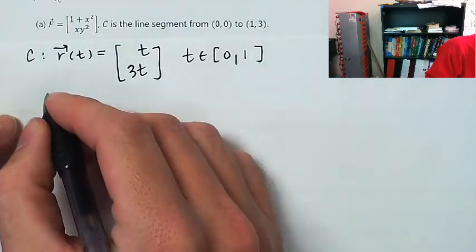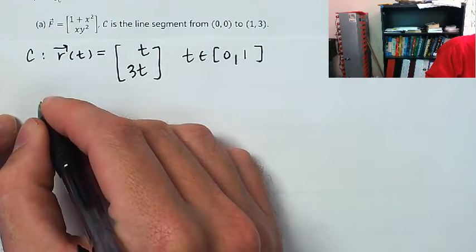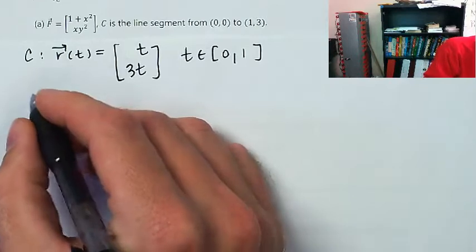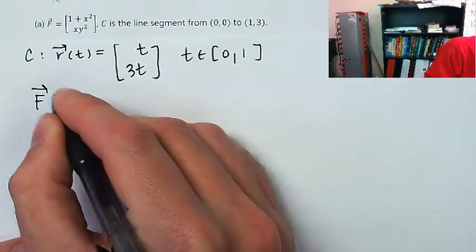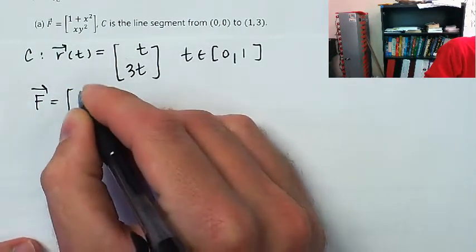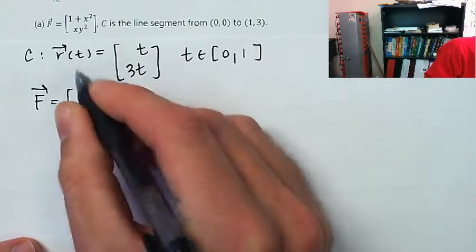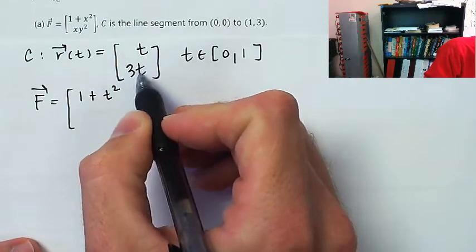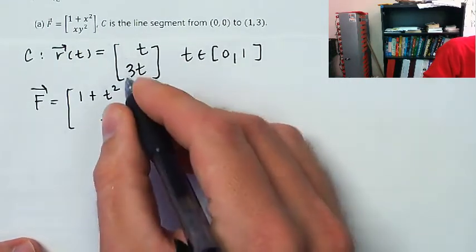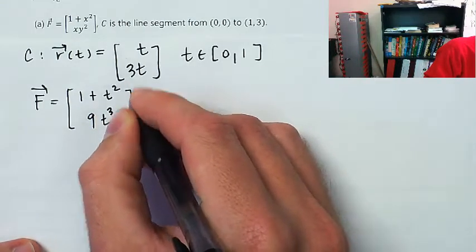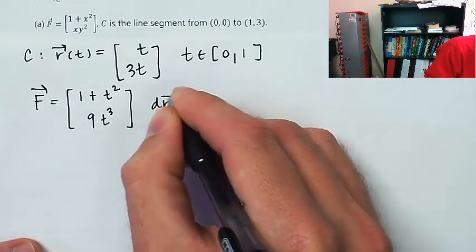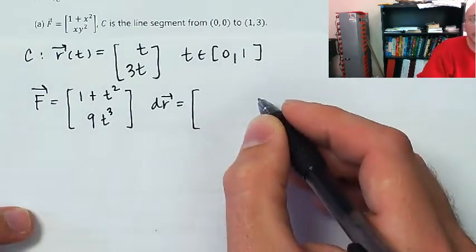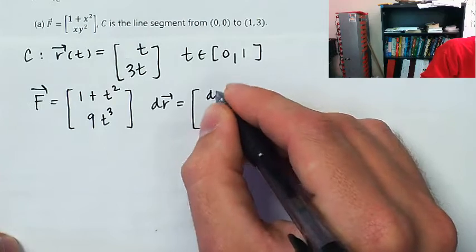I'm trying to think, how did I do this yesterday? How was I writing it? So f in terms of t is going to be 1 plus x squared, which is t squared. And then x times y squared is t times 3t times 3t, that'll be 3 total powers of t, and 2 3's, that's 9. dr is going to be x prime of t and y prime of t dt.